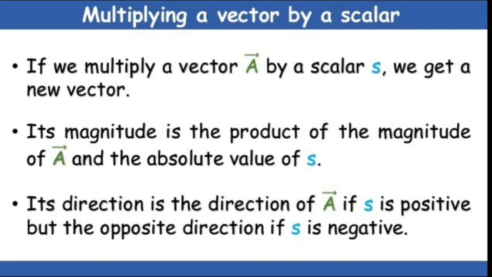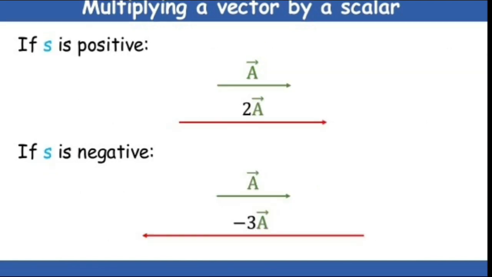If we multiply a vector by a scalar, we get a new vector and its magnitude is the product of the magnitude of vector A and that scalar value S, and its direction will be in the direction of vector A if that scalar value is positive, and it is in the opposite direction if that scalar value is negative.